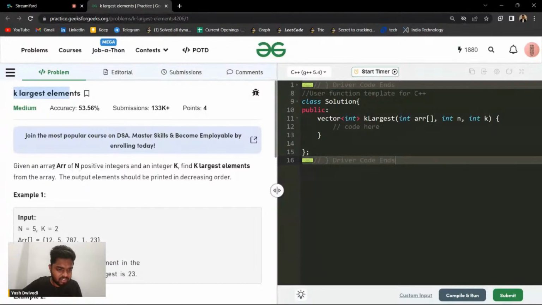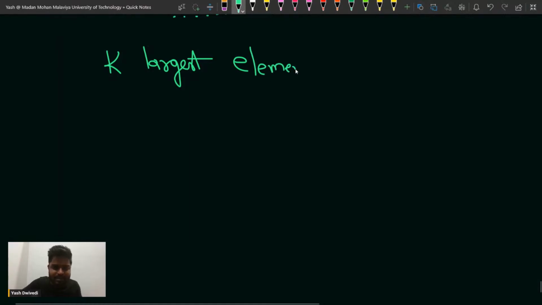Now moving on to this particular problem, what does it say? We'll be given an array, and we have to print the K largest elements. So what can be method one? We will be given an array and we have to print the K largest elements.